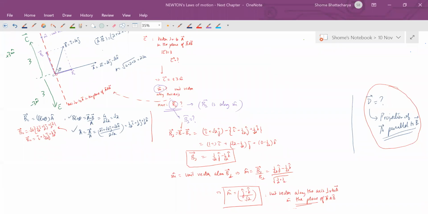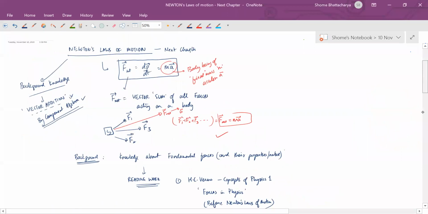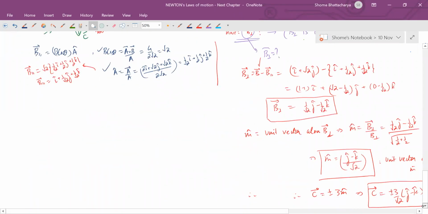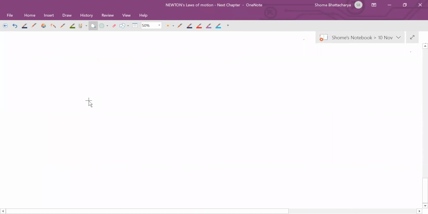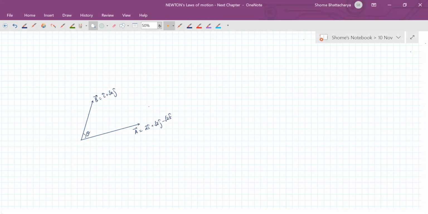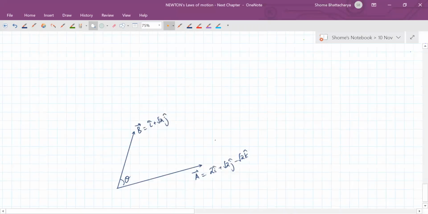Okay, let me explain. So let's pick up the original diagram again. So we want to find the projection of A along the vector B this time. Not B along A, but A along B. So first of all, let's understand what that is in the figure itself.